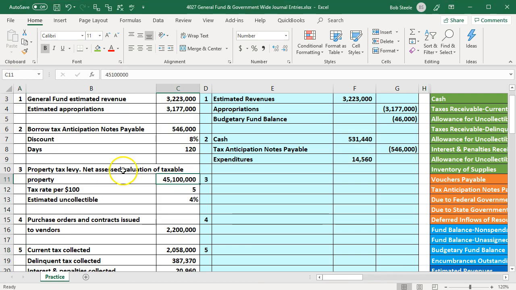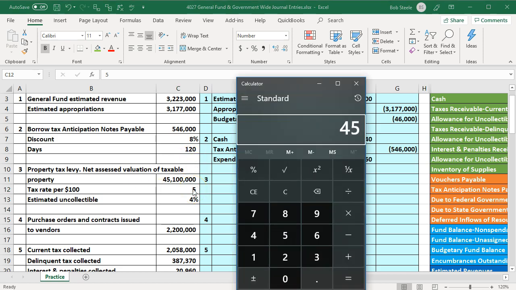Next item, we're saying that we have property tax that was levied. The net assessed value of the taxable property, we're going to say is this amount. And so we're going to calculate the property taxes here. We're going to say the tax rate per $100 is 5. So $5 per $100. Okay, so how are we going to calculate the tax? We're going to say, all right, it's 45,100. This is going to be the value that we're assessing the property at. We'll divide that by 100, and then we're going to take that amount and multiply it times 5.